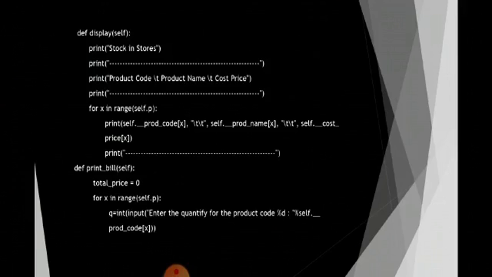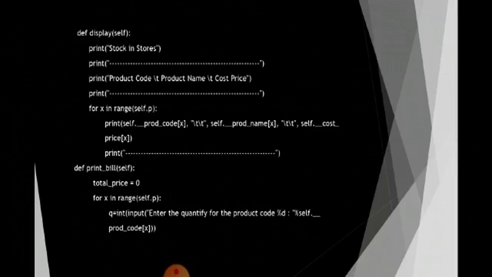So def display(self): print stock in stores. So what stocks are available? The stock, product code, product name, and cost price can be displayed here. Okay, that is three print statements. The first prints a dotted line, and then print product code \t.